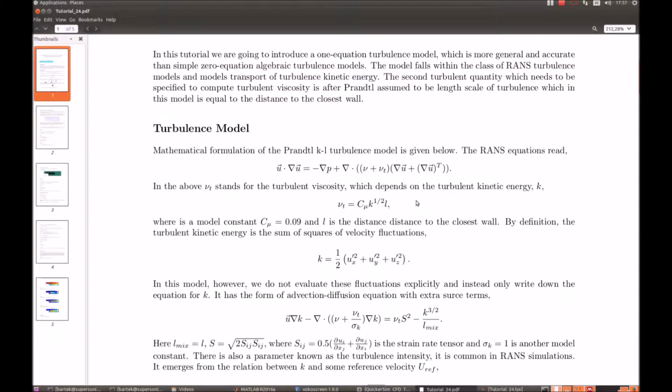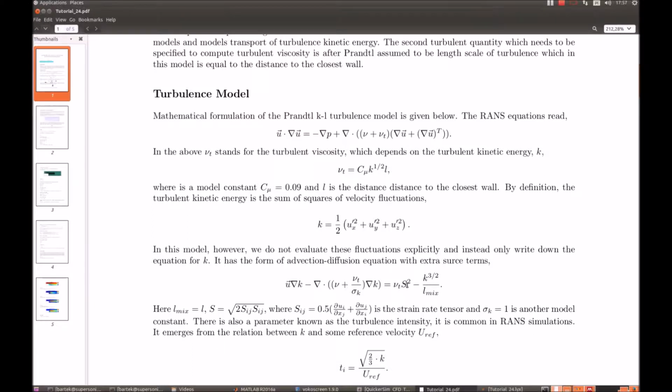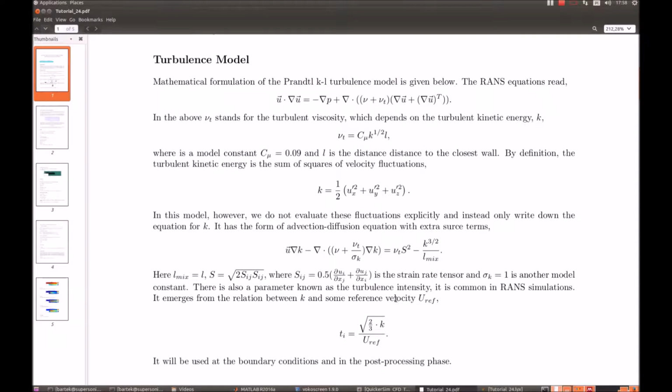Obviously, there are extra turbulent quantities such as turbulent viscosity here. That's L, that's simply distance to the wall. C nu is a model constant. Of course, you can calibrate it a little if you wish. And S is the contraction of the strain rate tensor Sij. Also, yet another quantity that we'll be using is the turbulent intensity. It's pretty common for RANS simulations to define such.